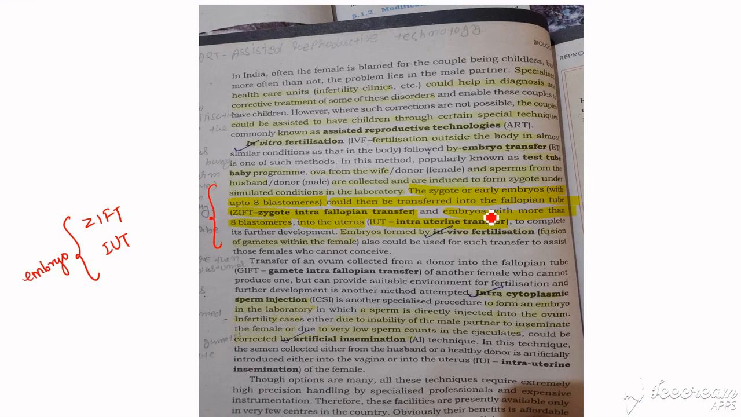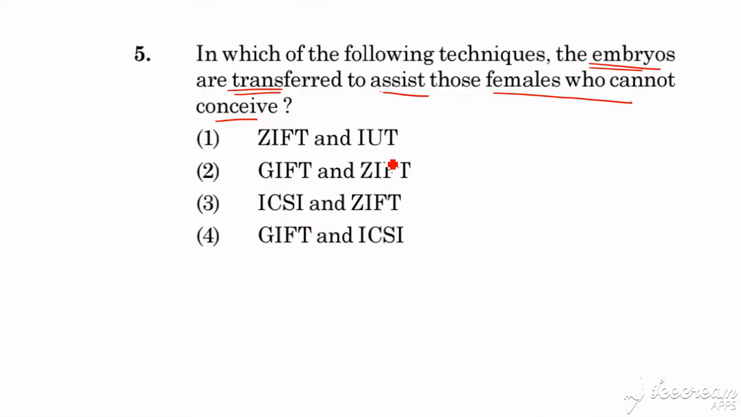Okay, and then the rest of them also, this time this question has been asked. Apart from that, this entire page is very, very important, so make note of it. Write down all their names, and note in which step each is being transferred, whether it's the zygote stage, the gamete stage, or the embryo stage. Okay, so our answer would be option 1, that is ZIFT and IUD.